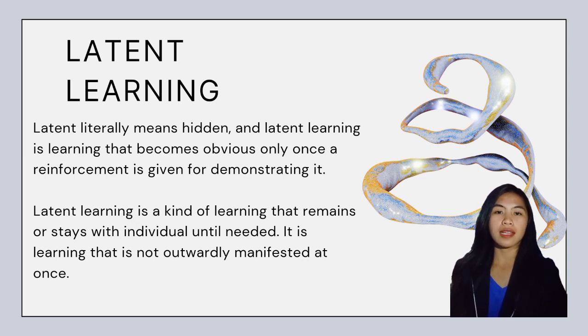And the last one is latent learning. Latent literally means hidden, and latent learning is learning that becomes obvious only once a reinforcement is given for demonstrating it. Latent learning is a kind of learning that stays with the individual until needed. It is learning that is not outwardly manifested at once.